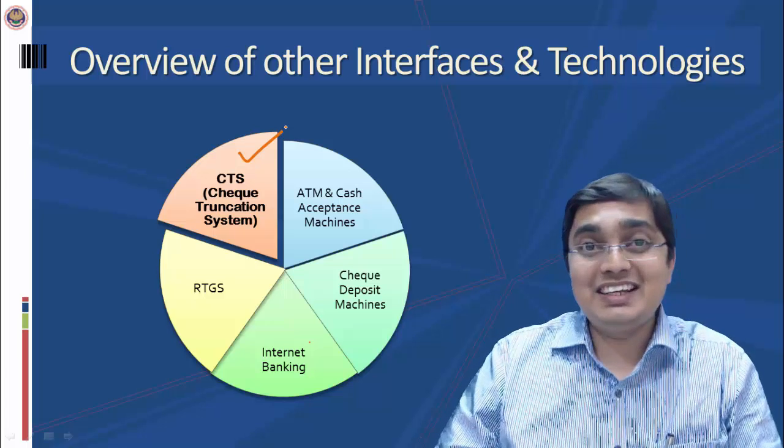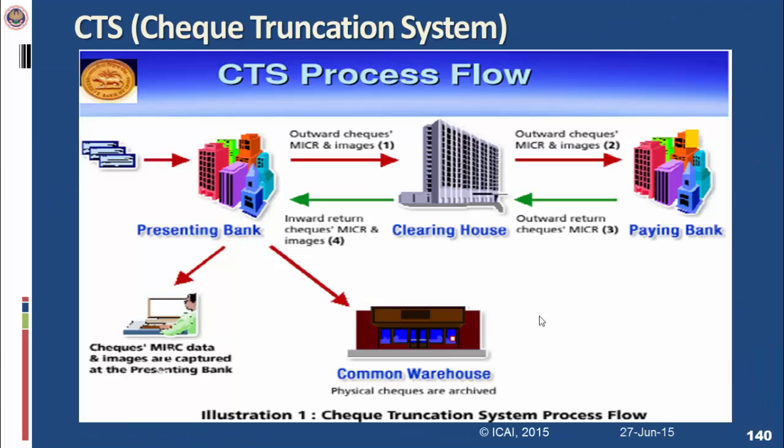Friends, we are on to the last part of the interface now, that is the check truncation system, that is CTS. Now on the screen is the CTS process flow. Before that, we need to understand what is the normal process before the CTS came into existence. There is a bank 1 and there is a bank 2.